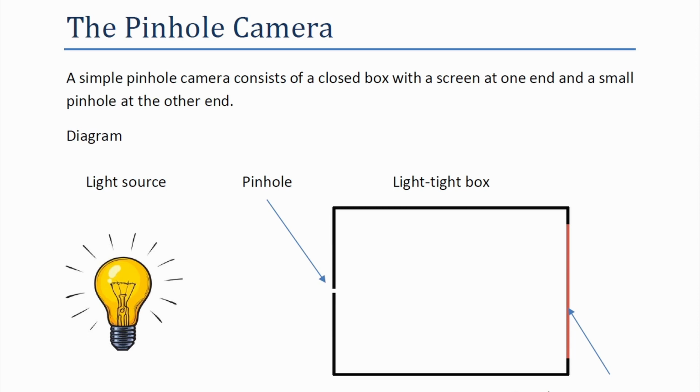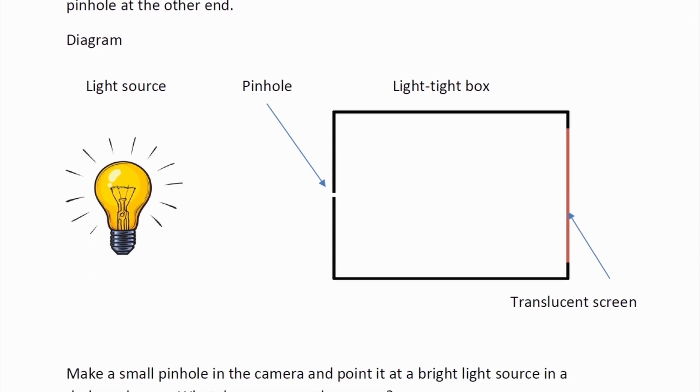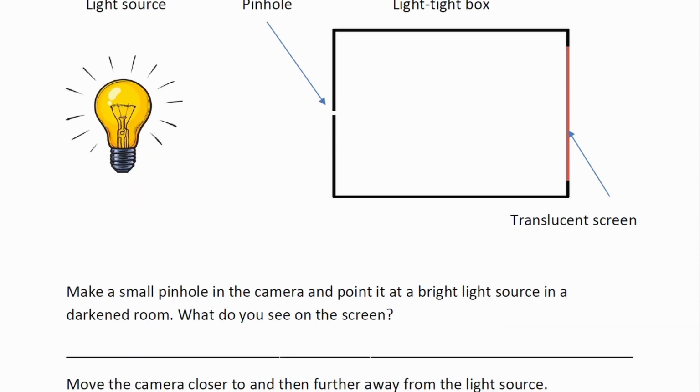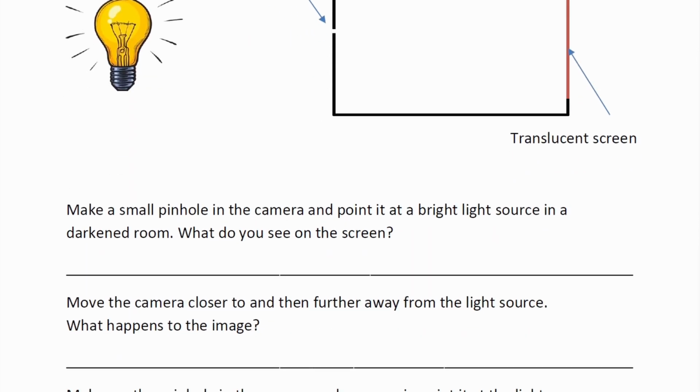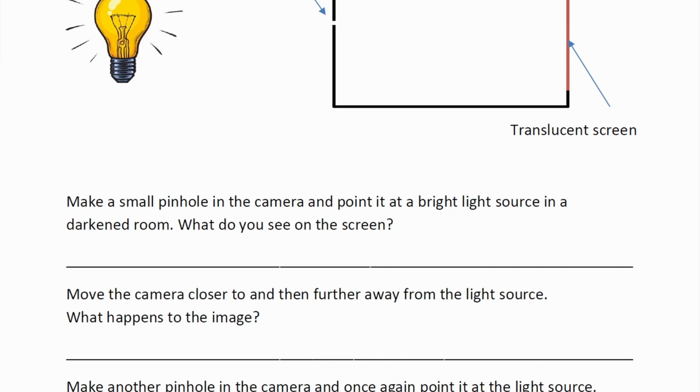If we were doing this in school, we'd have to record our observations. What do you see on the screen? We saw the filament of the bulb. Move the camera closer to and further away from the light source. What happens to the image? Well, if you were able to do this at home, you'd be able to see, but as we move the camera closer to the object, the image also gets bigger.